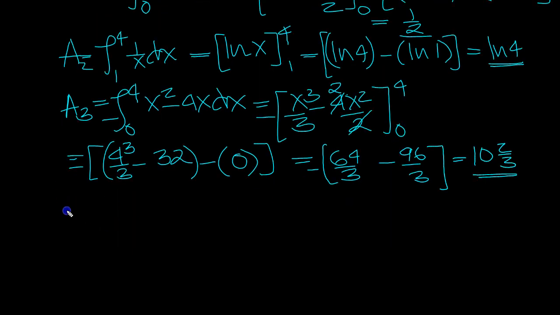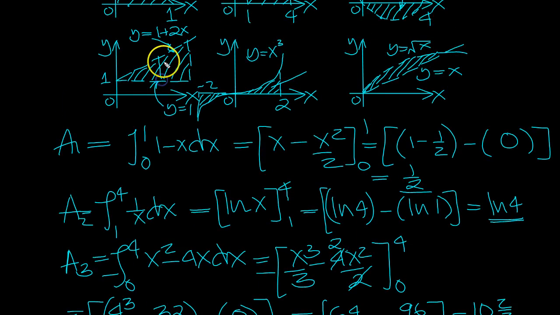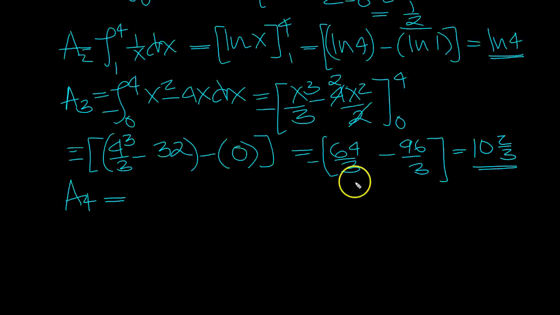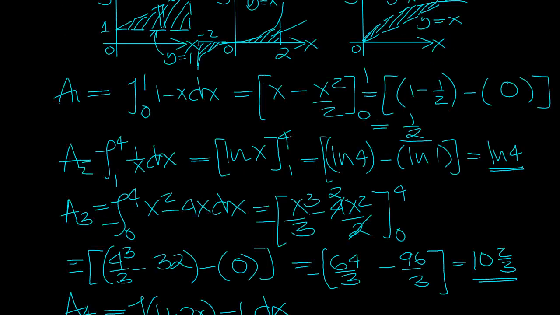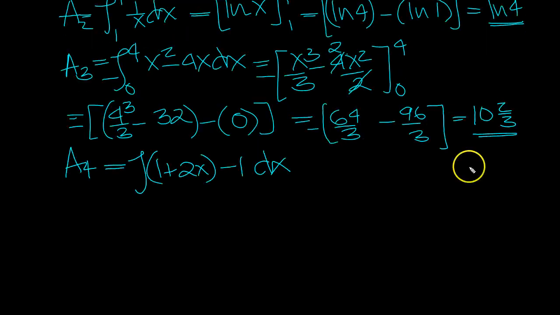A4 now. Now what's that one? Here's the picture here. It's the difference between the y values. The height is just a positive height. 1 plus 2x minus 1. 1 plus 2x is the top value, minus 1 dx, and that's to be worked out between 0 and 2. That's what the picture says. 0 and 2.